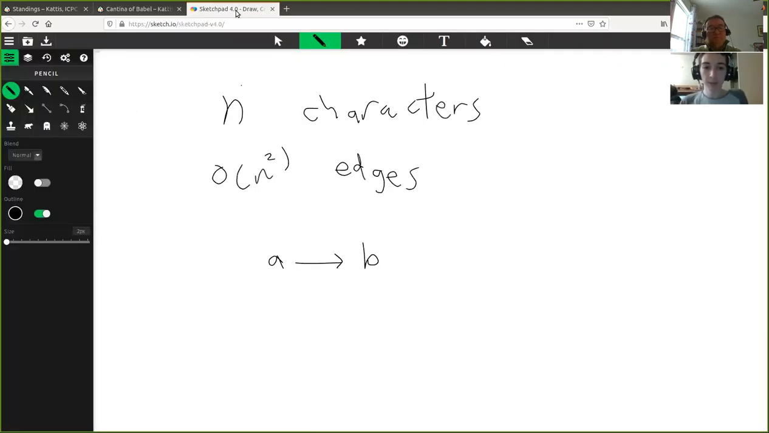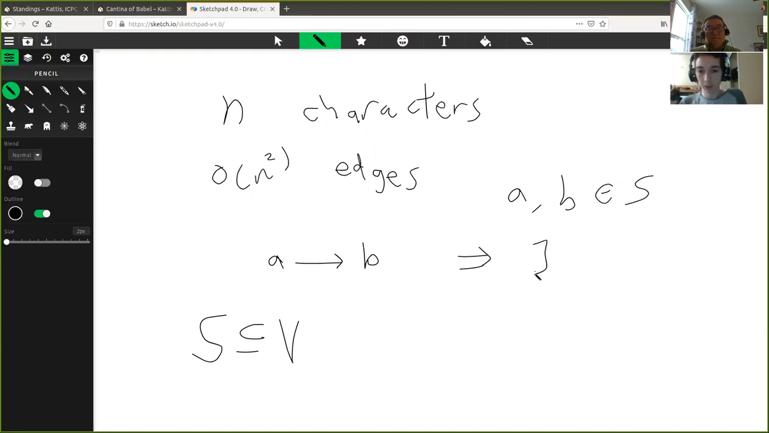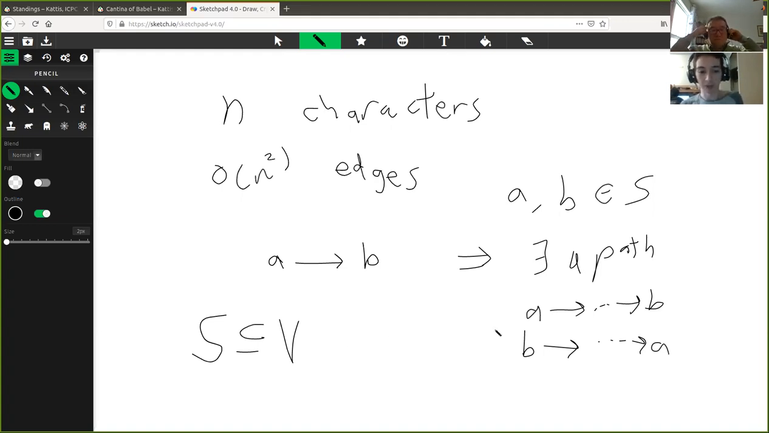So we want to have a set S of people, a subset of the vertices in the graph, so that if A and B are two people in S, then there exists a path from A to B. And A and B can be swapped, so there also exists a path from B to A. So we want to find the largest set of vertices so that for any two vertices in the set, there's a path from A to B and a path from B to A.